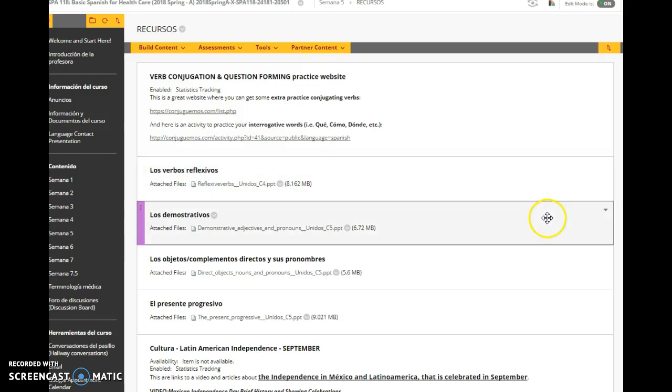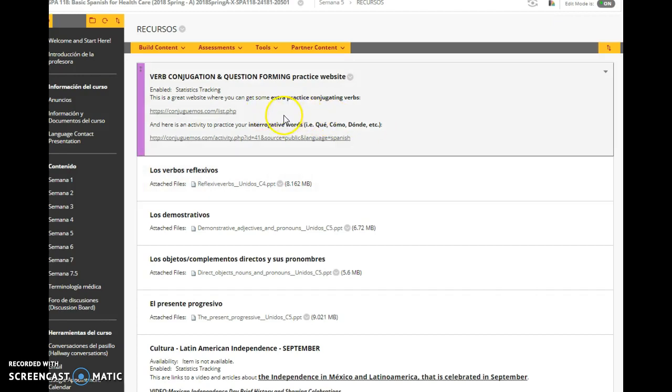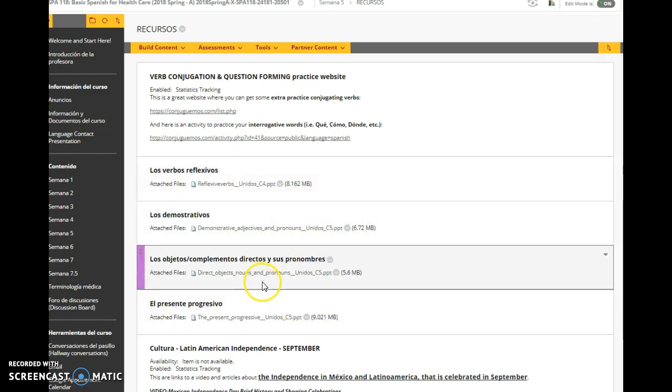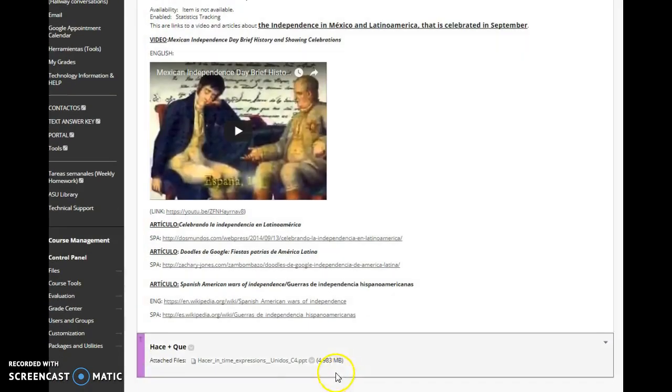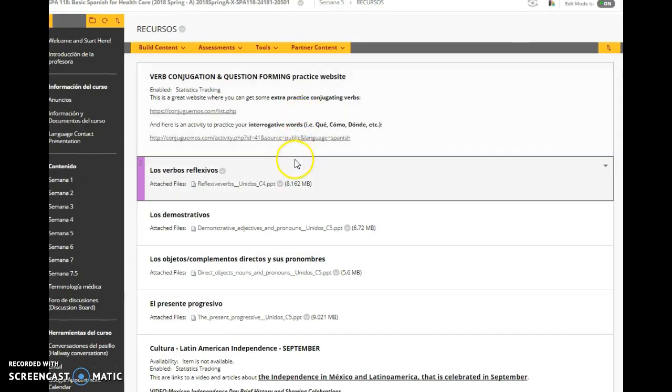Now the last thing is going to be verb conjugation and question forming. This is the recurso, so these are just some extra PowerPoints over reflexives, demonstratives, direct object pronouns, and present progressive, and ACK. So these are just some extra PowerPoints to help you out.